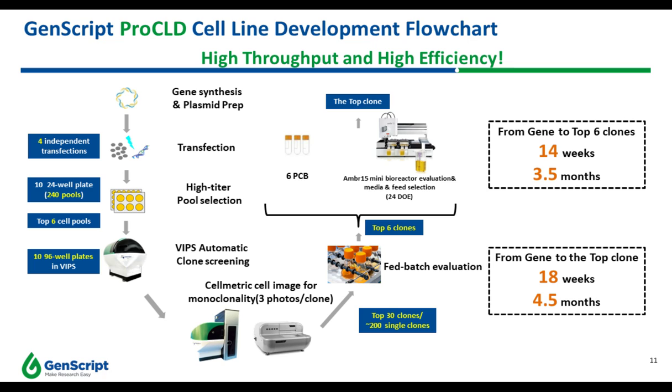From there, you choose your final top clone to prepare your cell bank: master cell bank and future working cell bank. So from the gene to the top 6 clones, you take 14 weeks, about 3.5 months. And from gene to top clone, you take an additional 4 weeks, so it's 18 weeks, about 4.5 months.